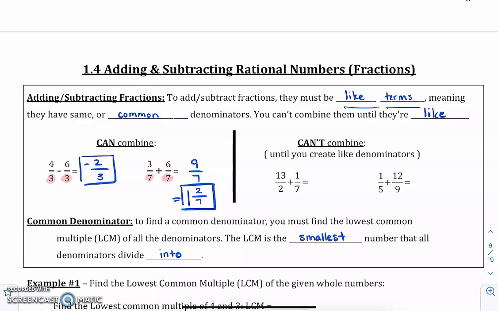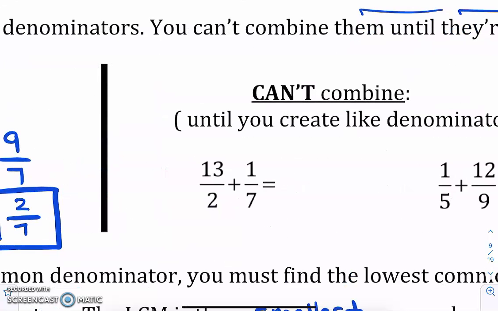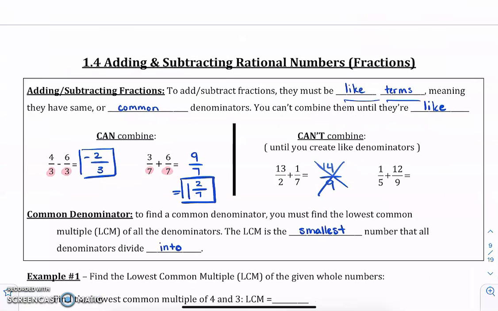You can't combine fractions initially if they don't have a common denominator. Like 13/2 plus 1/7, you can't just say 13 plus 1 is 14, 2 plus 7 is 9. It does not work that way. So we're going to look at finding the common denominator. Instead of doing these two examples, I just want you to know, looking at these as they are, you could not combine them. They have to have those common denominators first.